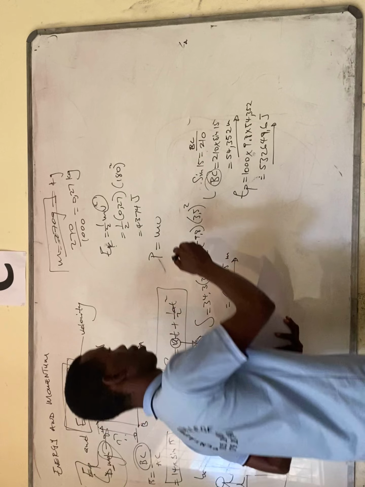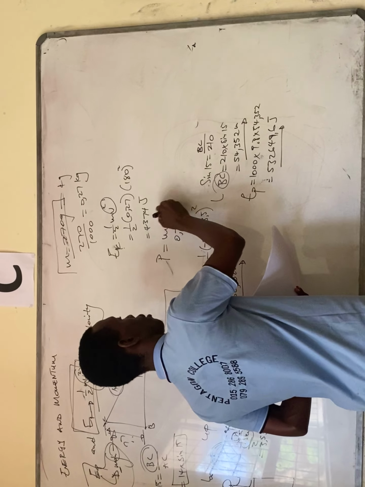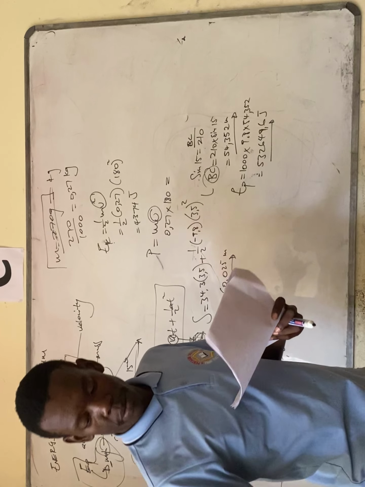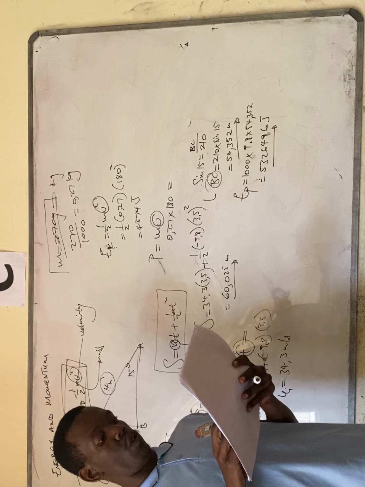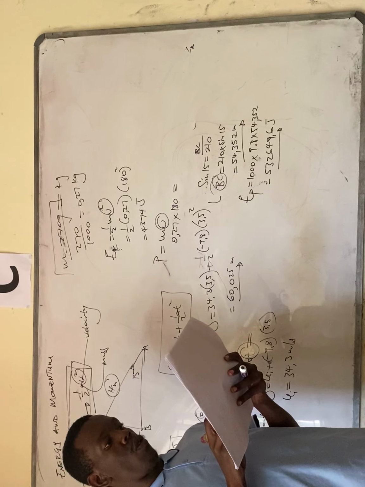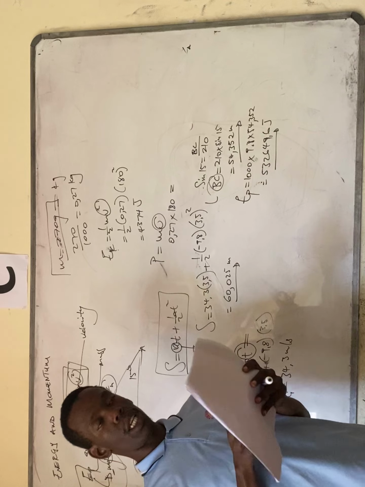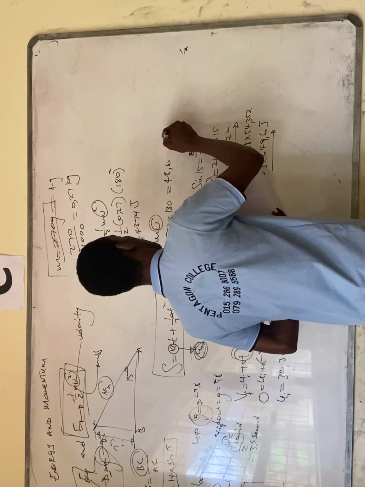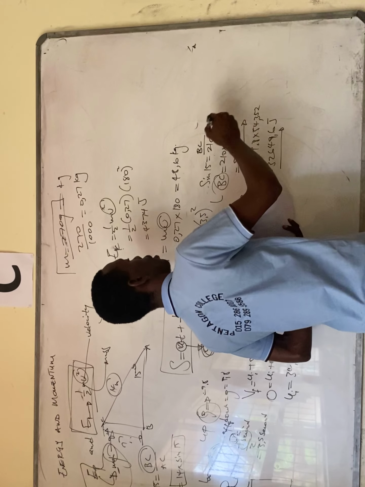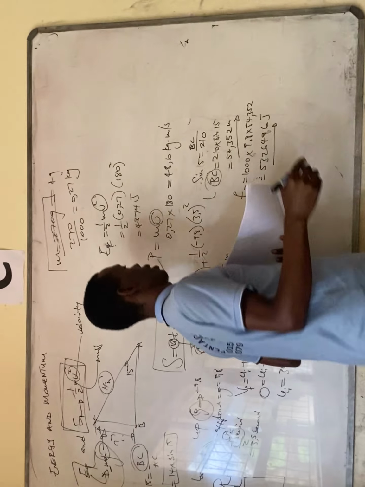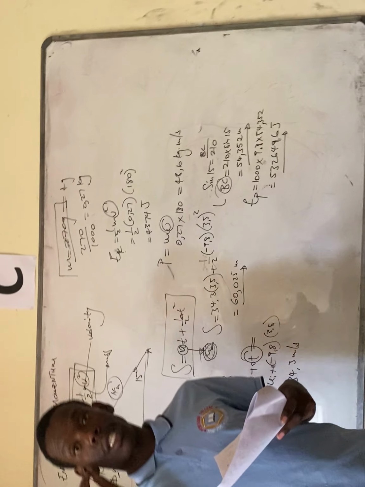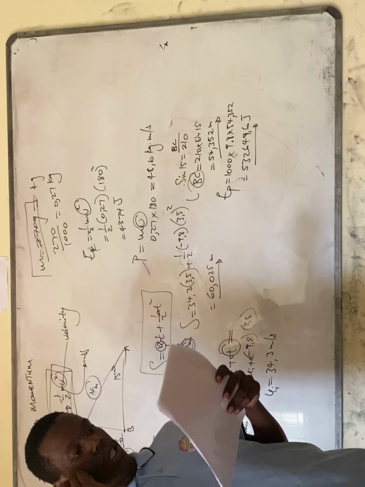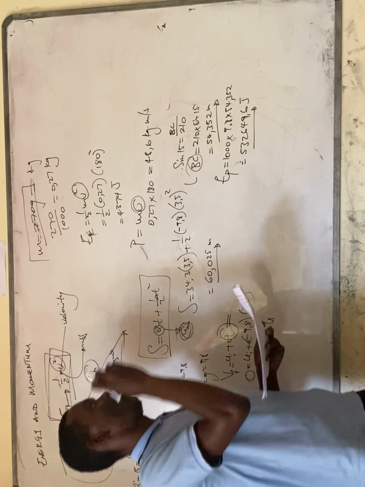We have the mass, which is 0.27, multiplied by the velocity, 180. The same as 0.27 multiplied by 180 is the same as 48.6 kg meter per second. That is our answer for this one. I hope we are done.